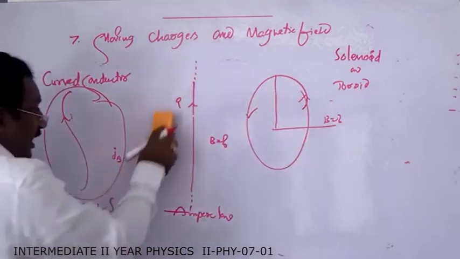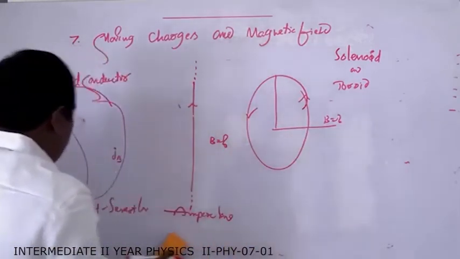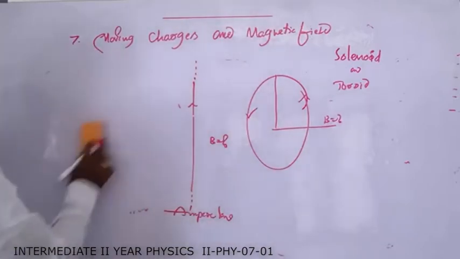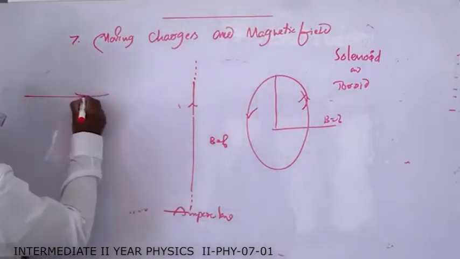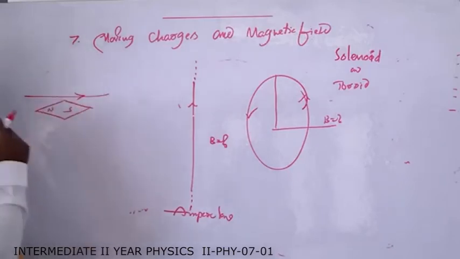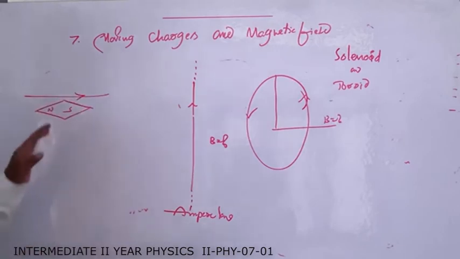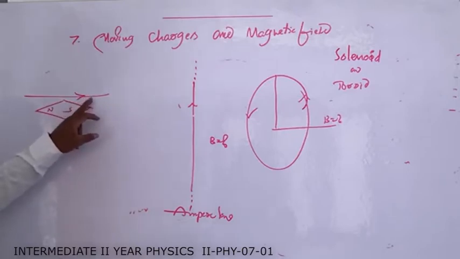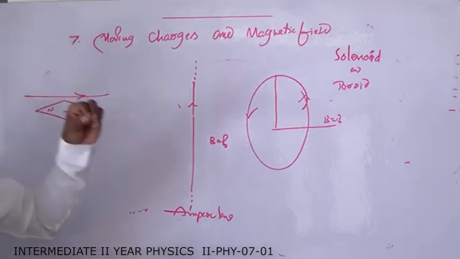At the same time, another topic: nearby a current carrying conductor, if we keep a magnetic needle, it gets deflected. Why is it deflecting? Because it experiences force. Here the magnetic field and the flowing electric current interact and apply some force.